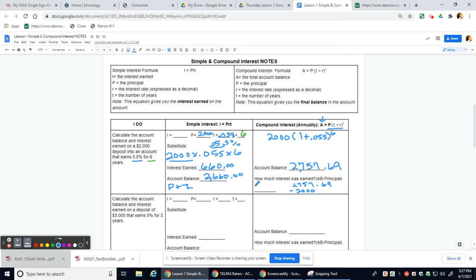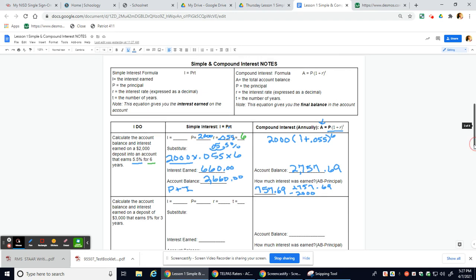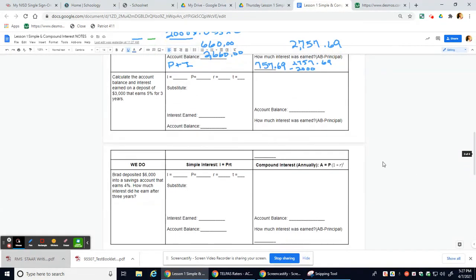So as you can see, I earned way more money depositing my money in the bank and it earning compound interest. And this should make more sense to you if you've watched the video that was presented beforehand. All right, we're going to go ahead and work one more example together.